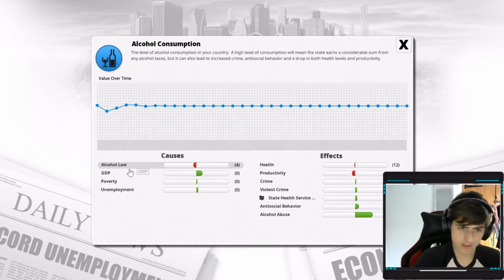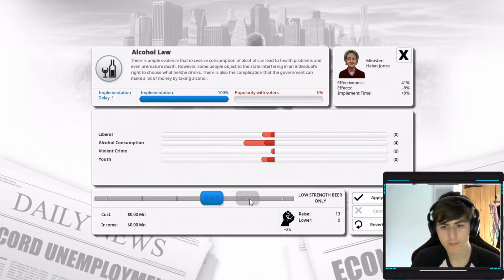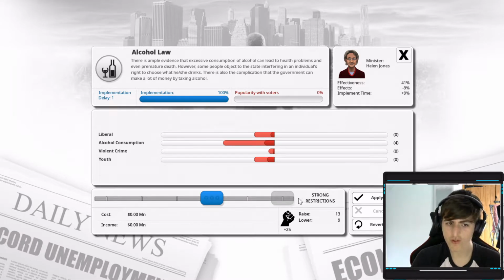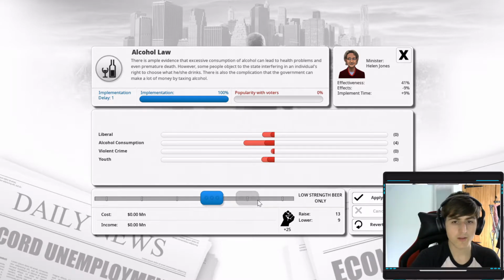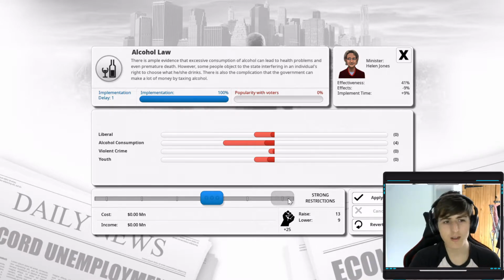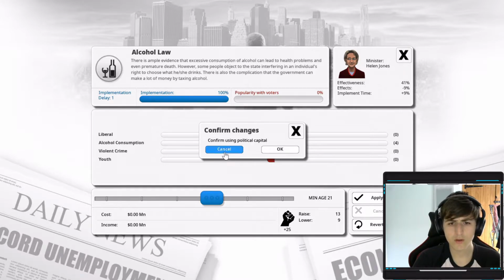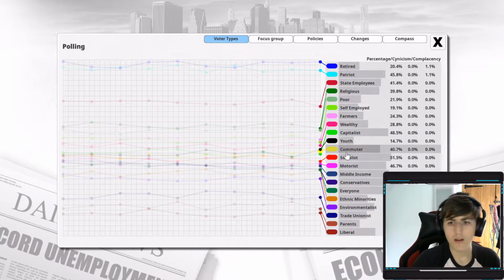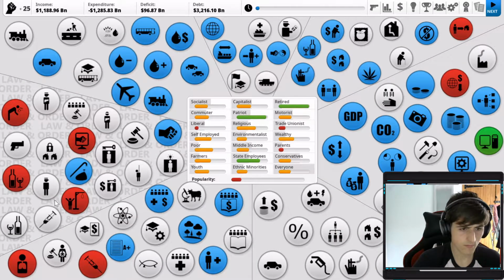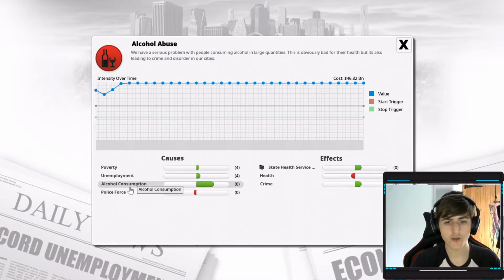Well, one of the best ways to do it is an alcohol law. At the moment, the minimum age is 21. We could improve this so it's low strength beer only, or we could even put strong restrictions in place. But the problem is that's not going to impress the Liberals, who are already not very happy with us anyway, and the youth are also going to be a lot angrier with us. So we will not confirm that. One of the best ways of reducing alcohol consumption causes a little bit of an issue there.